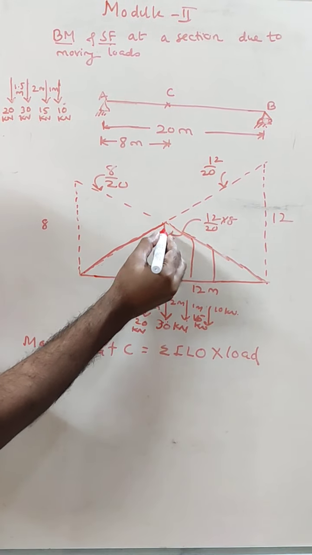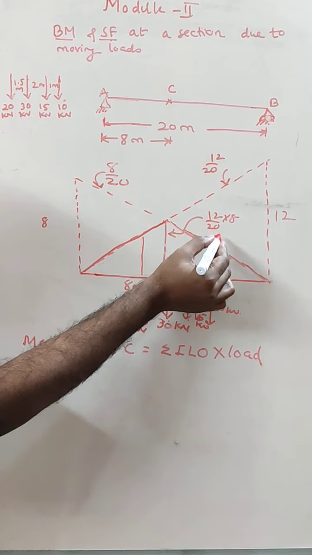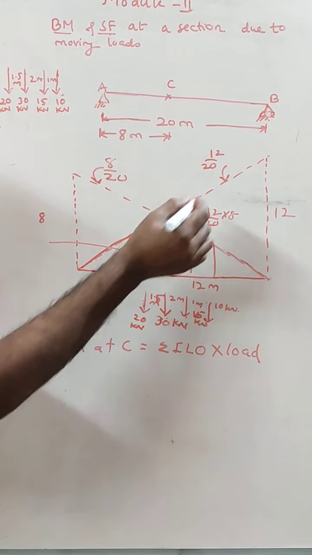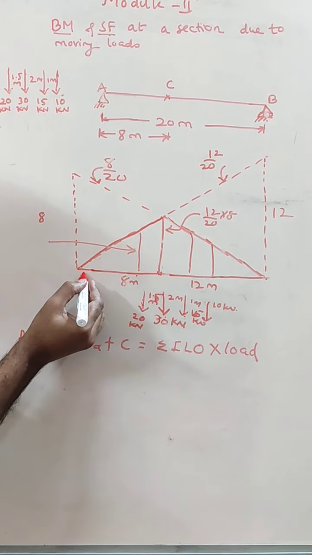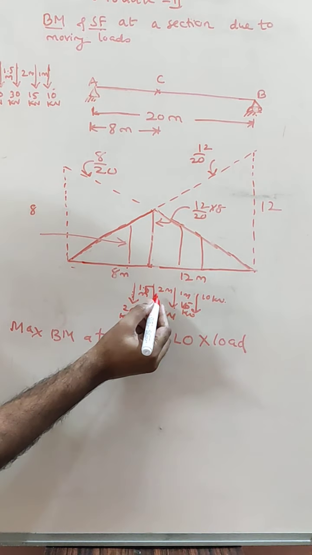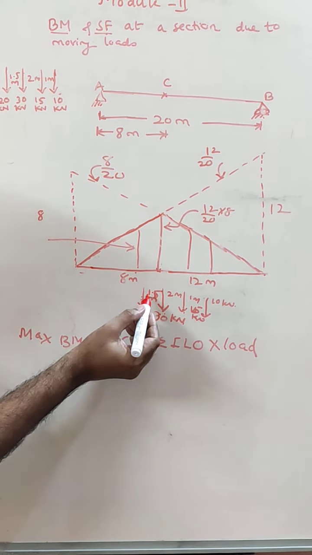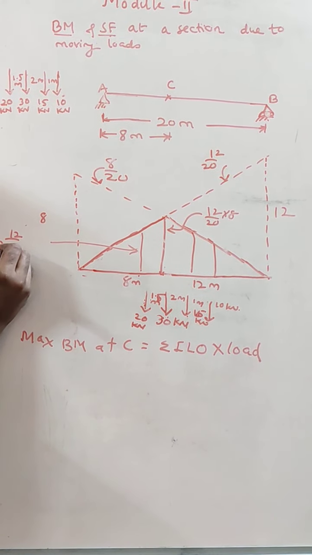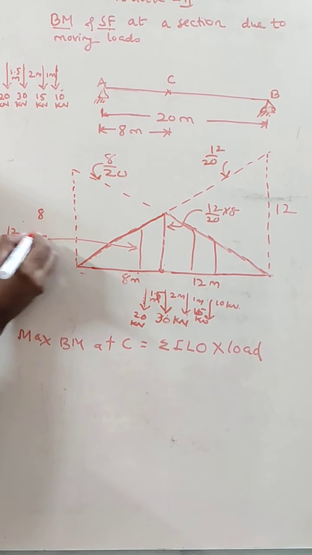What is this ordinate? This already we have found out, 12 by 20 into 8. So naturally, what is the height of this ordinate? Slope is 12 by 20 into the distance. What is the distance? You can see here the distance is from here to here, 8 minus 1.5, that is 6.5. So it is 12 by 20 into 6.5.